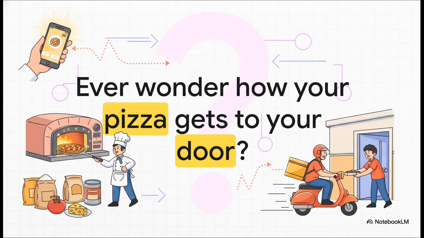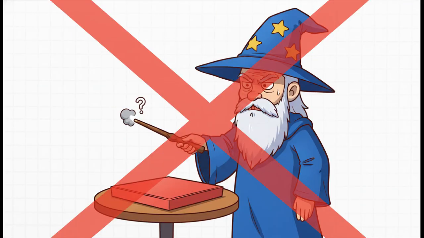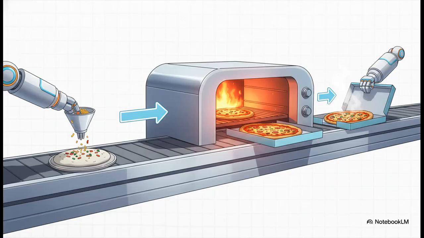Have you ever just stopped and wondered about the small miracles of modern life? Like you tap a button on your phone and somehow, 30 minutes later, a hot pizza just shows up at your door? I mean, how does that actually happen? It totally feels like magic, right? But no, there's no magic wand involved. It's a process, a very specific, repeatable, and manageable set of steps.